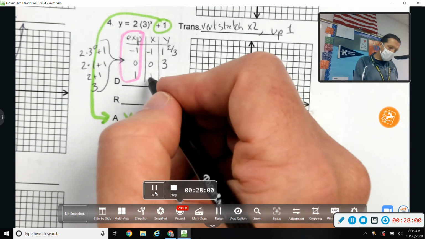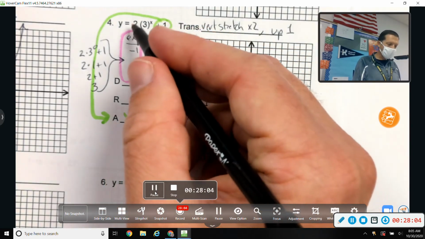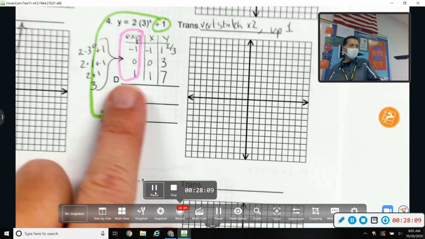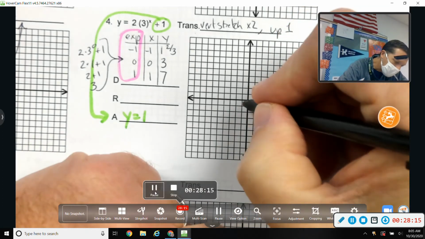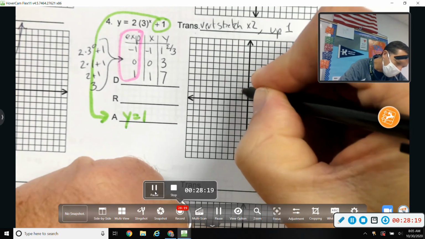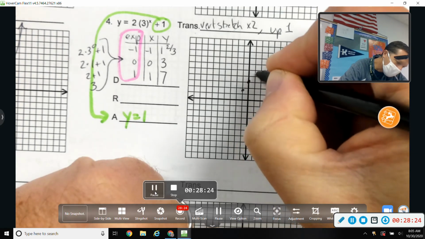And then if x is 1, 3 the first is 3 times 2 is 6 plus 1 is 7. So we got a few bigger numbers here, but that's expected because of this stretch by 2 and moving it up 1. So -1, 1 2/3, 0, 3, 1, 7.